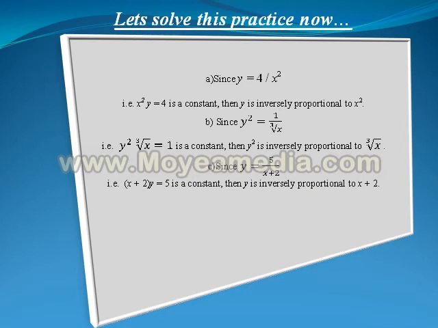The third part is y is equal to 5 over x plus 2. Again, mathematically we move x plus 2 from the right side to the left, and we see x plus 2 multiplied by y is equal to 5, and 5 is a constant. So y is inversely proportional to x plus 2, and again I will explicitly say y is not inversely proportional to x, rather y is inversely proportional to x plus 2.